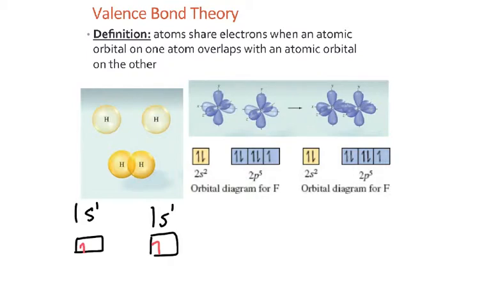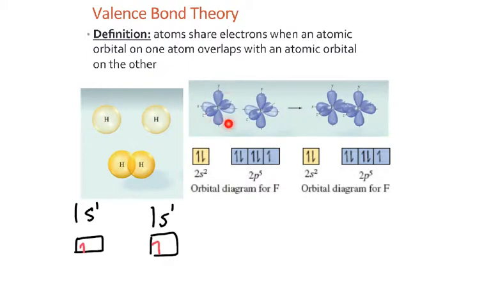Let's take a look at another example, one in which there's a p orbital. For example, the fluorine molecule. The fluorine molecule, or F2, is a result of the overlapping of the orbitals in the fluorine atom. So let's take a look at what fluorine looks like in its electron configuration.